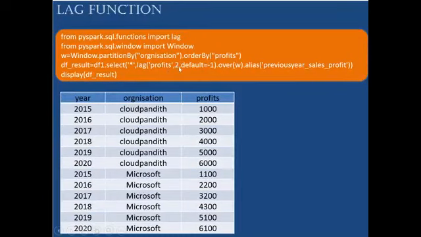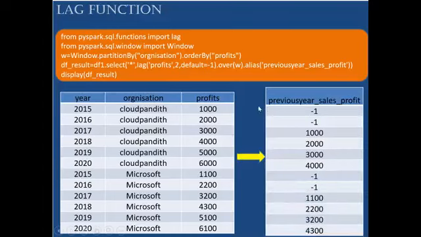Next, lag of profits of 2 comma default 1. By default it lags by 1 value, but now I'm moving the lag by 2. Lag of 2 means this 1000 record will move 2 records down. 2000 will move 2 records down, 3000 will move 2 records down, 4000 will move 2 records down. Clear? This is all about lag.